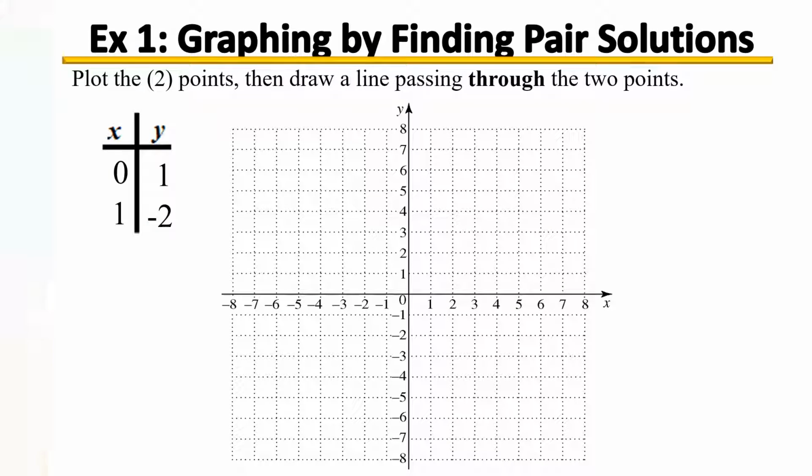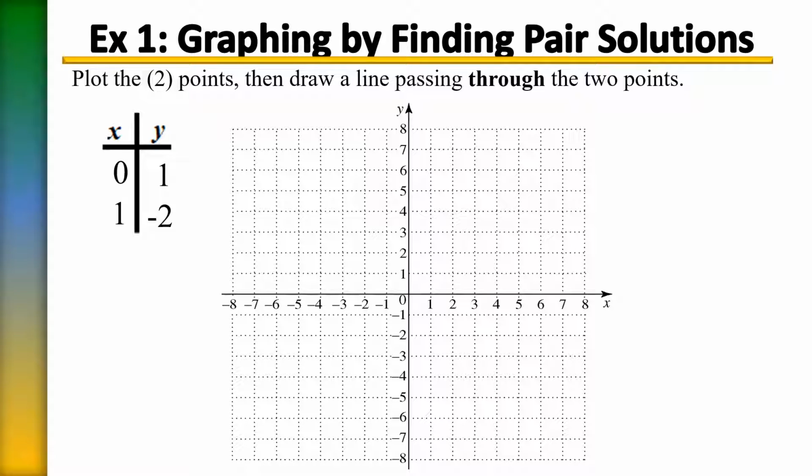Okay, so to plot the first point, that's 0 and up 1, over 1 and down 2, line your ruler up and draw a line through the 2 points. Now you only need 2 points to plot a line. However, if you'd like to get a third point just to ensure that you are on the line, please do so. In fact, it is highly suggested that you do so.